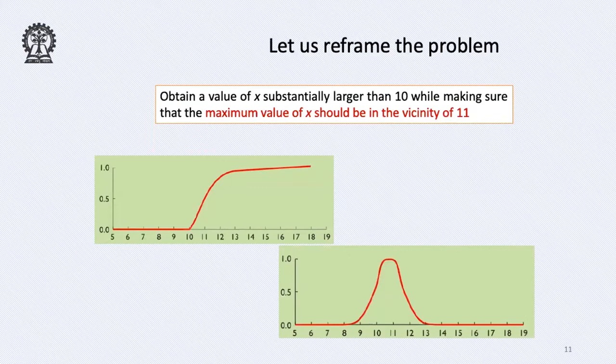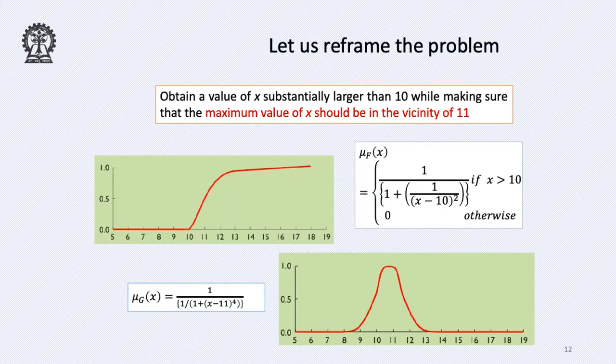Now, another statement was there: the maximum value of x should be in the vicinity of 11. Therefore, in the vicinity of 11, I can draw another curve. If it is 11, I'm quite satisfied. If it is lesser than 11, down to 8 point something at the lower level, I can tolerate the statement that it is in the vicinity of 11. Beyond 13, I'm not happy. Up to 13, I can tolerate. Then I can draw my level of satisfaction this way. And that could be the membership function.